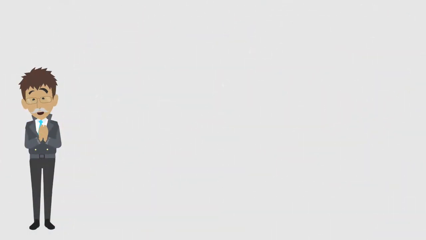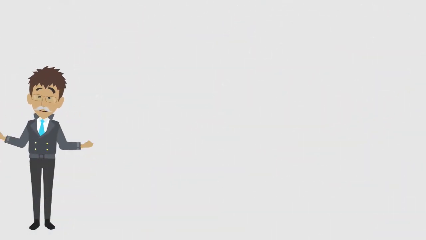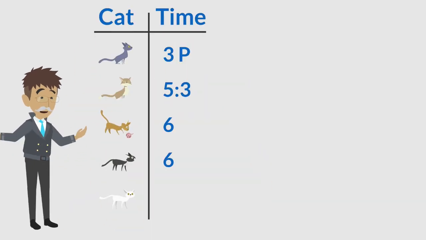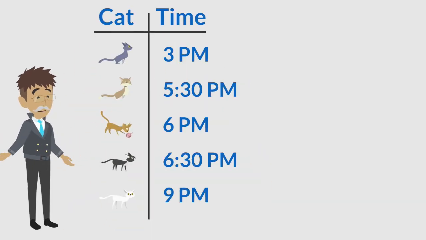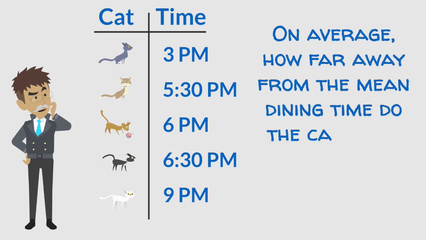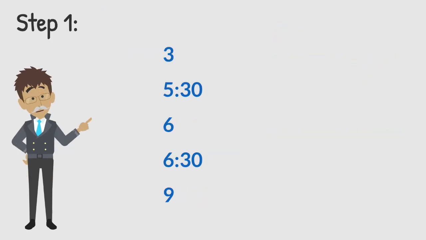Here is another example with a bit less explanation. You track the times of day the 5 cats ate. The times are as shown. On average, how far away from the mean dining time do the cats eat? Or, what is the mean absolute deviation? Step 1 is to calculate the mean.